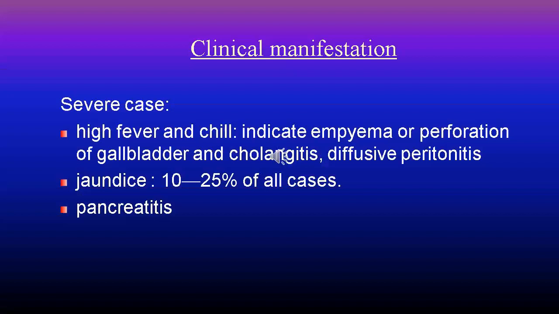In severe cases of acute cholecystitis, we will find high-grade fever and rigors, which indicate empyema or perforation of the gallbladder, or cholangitis, or perforation which leads to biliary peritonitis. Jaundice can be found in 10 to 25% of patients. Also, the patient may become complicated by pancreatitis.